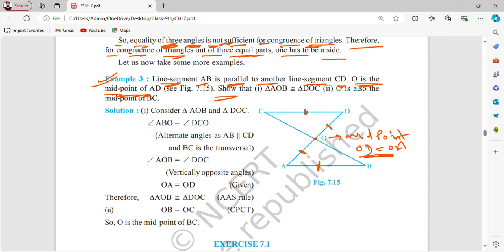So that triangle AOB is congruent to triangle DOC. And the second proof is that O is also the midpoint of BC. So let us understand the solution of this particular problem. Problem number 1. Consider triangle AOB and DOC. This triangle and this one.